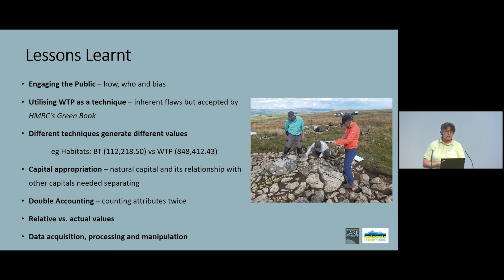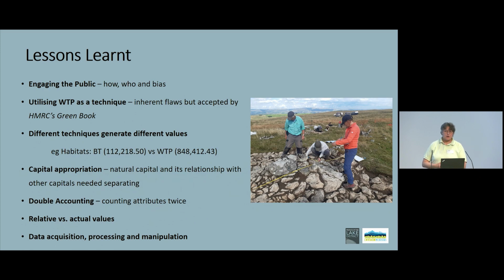We know that willingness to pay as a technique has lots and lots of inherent flaws, but as I say, it's accepted by the HMRC's Green Book. So it's a tried and tested method that's accepted in the broader policy context. We did try different techniques with the same values to see what happens. So, for example, we did a benefits transfer with habitats. We also did a willingness to pay. And it's interesting to see the difference in factor in relation to how the public perceive habitats in relation to a more objective method created through a different methodology.